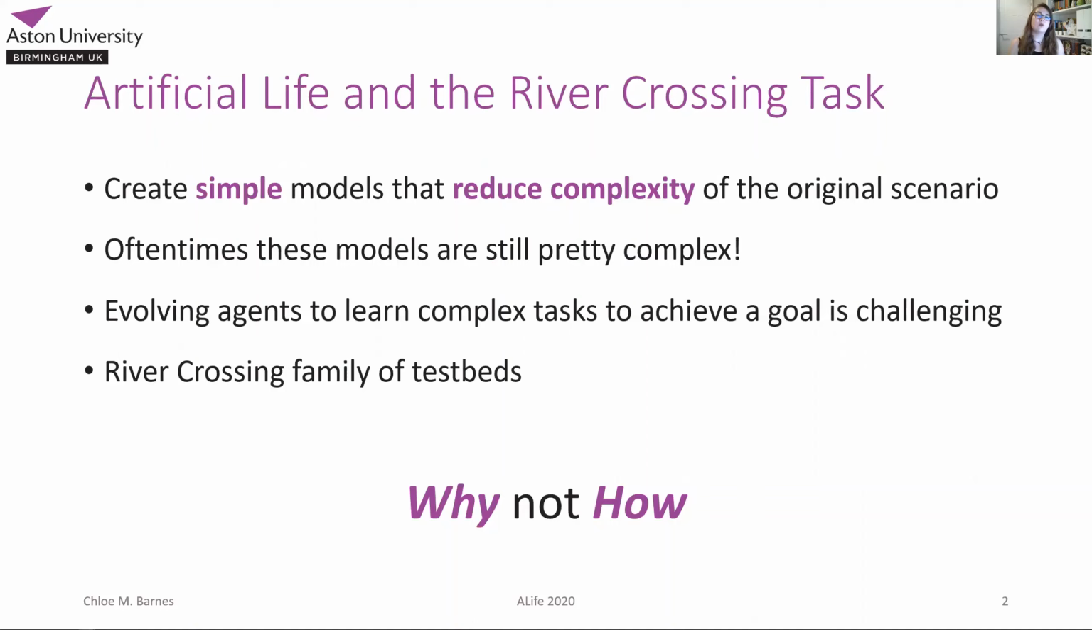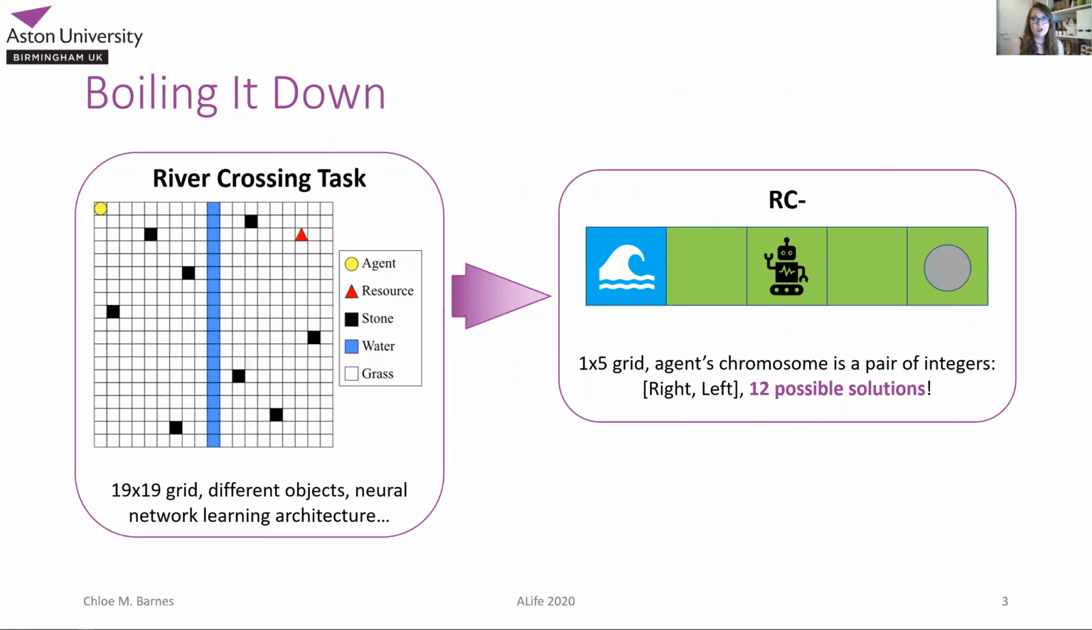But our focus is more on explaining why the problem is difficult in the first place and what we can learn from it. So the river crossing family of test beds has been used in the past to explore these kinds of problems. So what we're trying to do is actually look at why this problem is difficult in the first place and what we can learn from it, rather than how we can engineer the best solution to this problem. So our test bed is the river crossing task, which you can see on the left.